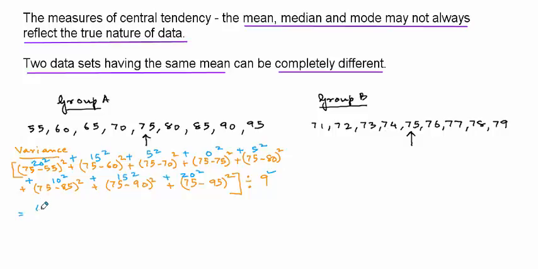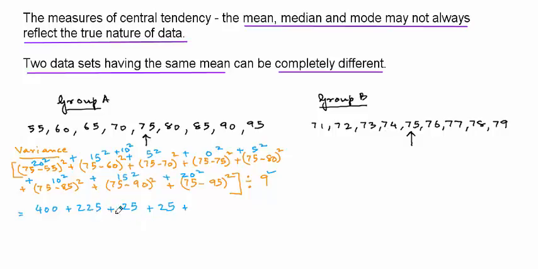20 square is 400. So we have a 400 plus 15 square is 225. 5 square is another 25. And then of course we have that 0. And then again a 25 for this 5 square. I think I missed subtracting the 65 from the mean. So we do have a plus 10 square here. That's that 75 minus 65 part. I'm glad that I figured that out.